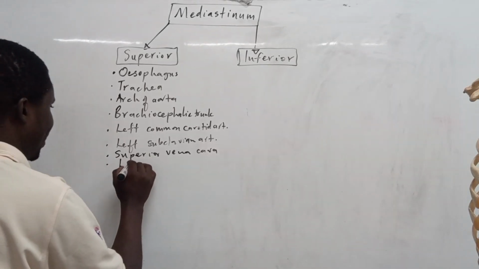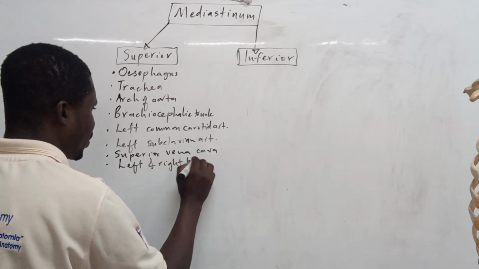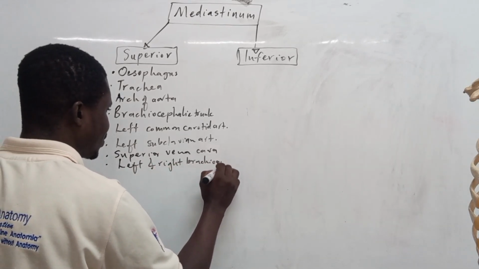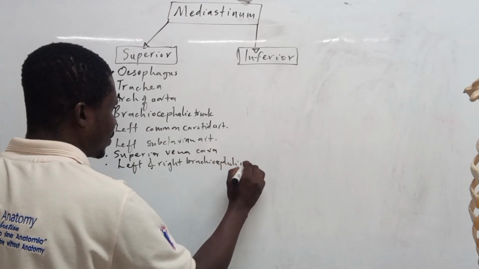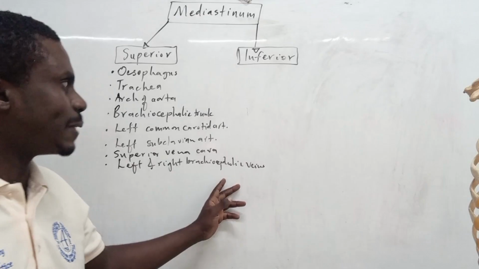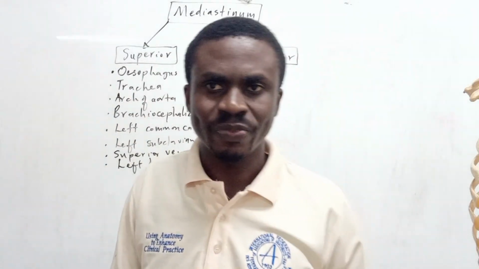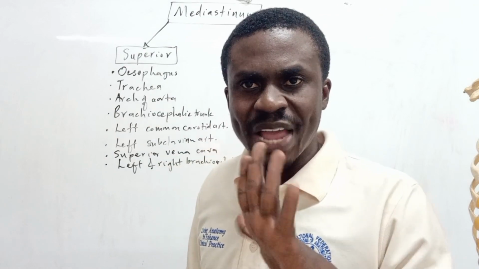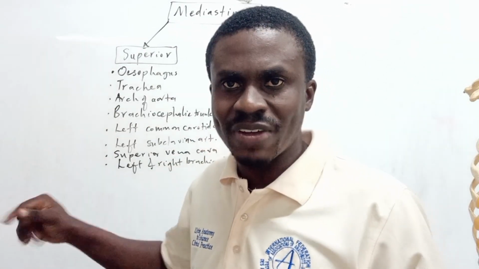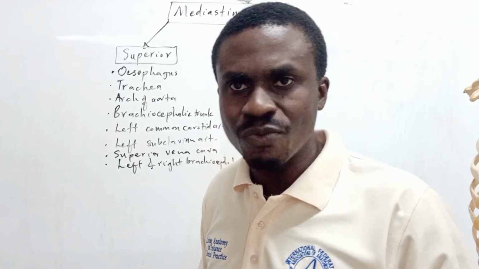So I'm talking about left and right brachiocephalic veins. Okay, so that is what we see. Left and right brachiocephalic veins. Now I mentioned that we have 5 veins. We've seen superior vena cava, left and right brachiocephalic veins. So already I'm having 3. Then how about the 4th one?